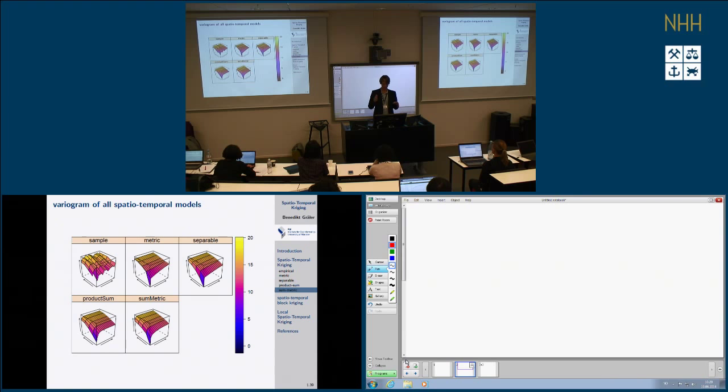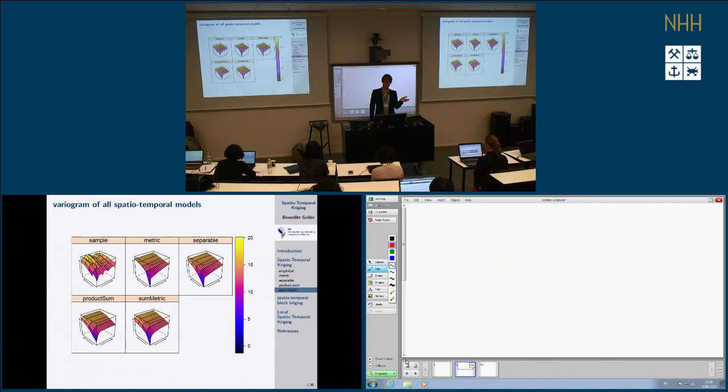If I look into different models, say metric, separable, product-sum, I would rely on the root mean squared error between sample and surface to select if it's exponential, spherical, and to do all those rotations. And once I come up with the best model that describes the sample variogram for each of these possible metric, separable combination classes, I will then look at the surfaces to decide which surface is closest to what I assume is in the process.